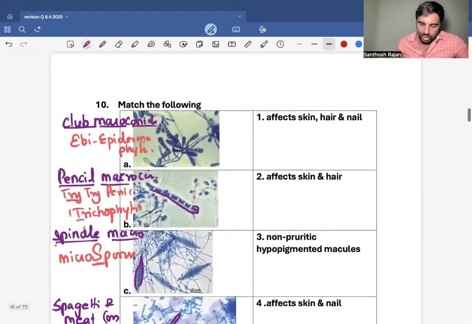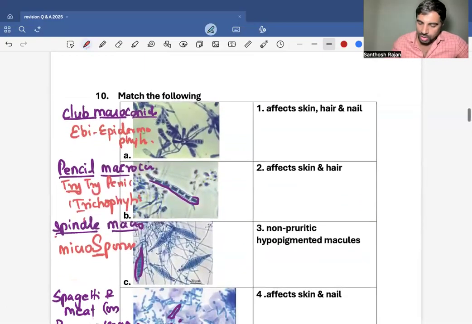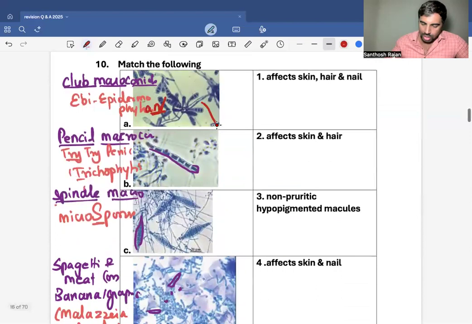Okay. So when you talk about epidermophyton, skin is affected everywhere. Epidermophyton ends with phyton, N for nail. So skin and nail. So where is skin and nail? This one. So A goes to 4. What about this pencil, trichophyton? I always say try. Try means 3 things should be there: skin, hair, and nail. So this goes to C. B is hair, nail.